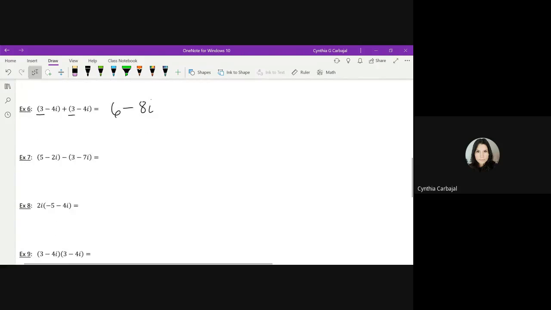So same thing here, but be careful on number 7 because we have minus versus addition over here in number 6. We didn't have to be too careful. So when you're subtracting, just make sure you distribute that negative inside the parentheses. So that's going to change our signs. So then we're going to have 5 minus 3, which is going to be 2, and then -2 plus 7. Why? Because we had minus a negative, right? That's going to be plus 7.